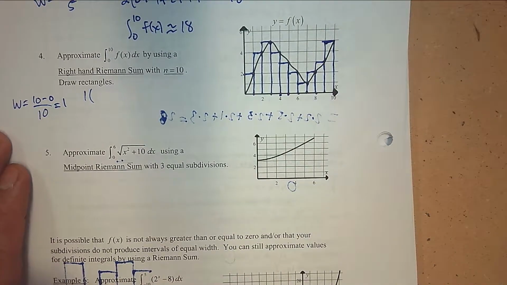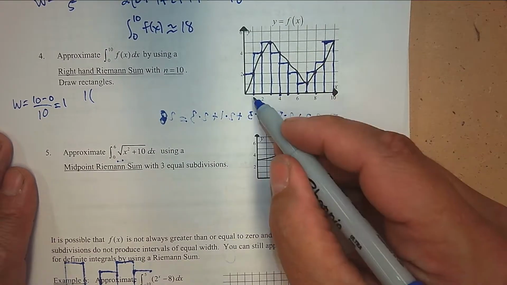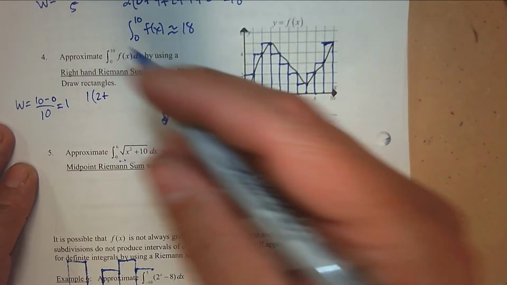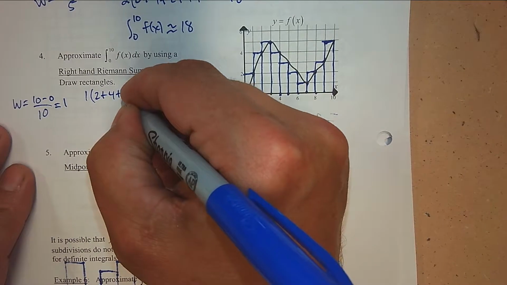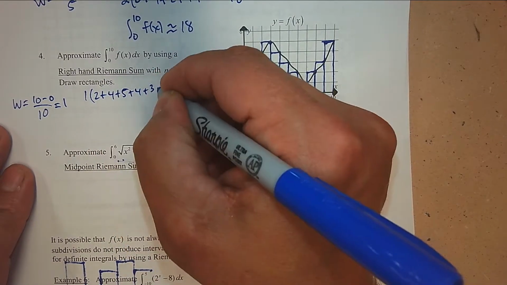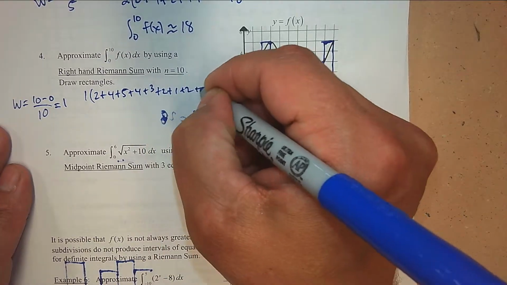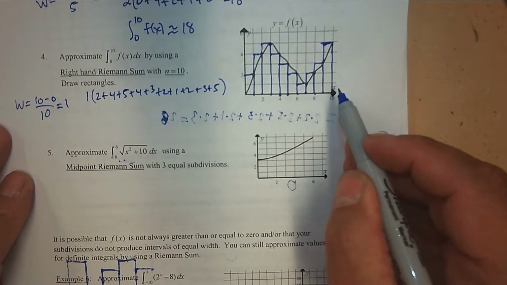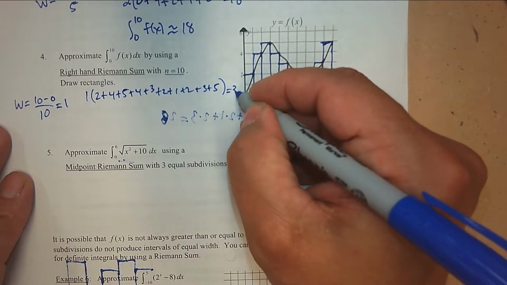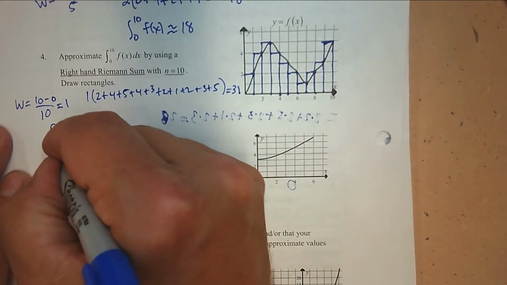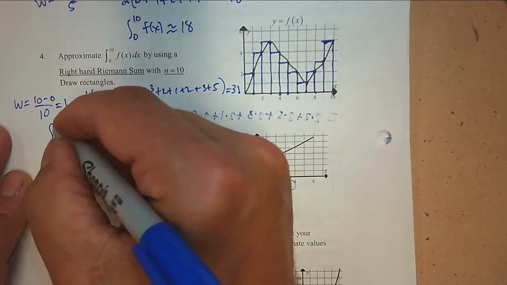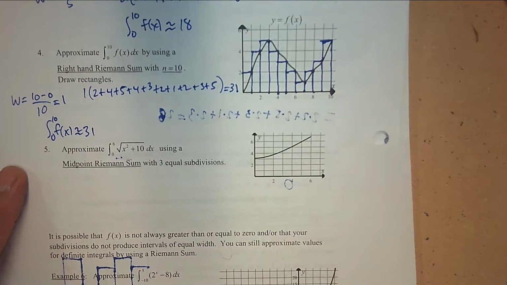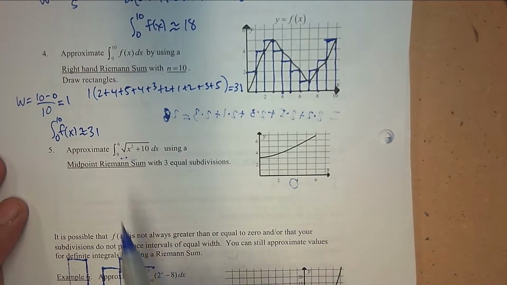All right, now those are your rectangles. The width is 1 for each one. Just add up the heights. So it's 2, then 4, then 5, then 4, then 3, then 2, then 1, then 2, then 3, then 5. So all the heights going across. If we simplified that, that would give you 31. So if I integrated from 0 to 10 of this function, the approximate answer using a Riemann sum is 31. And we're approximating using rectangles.